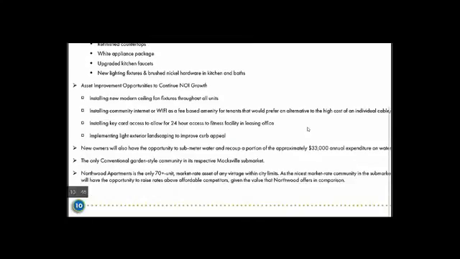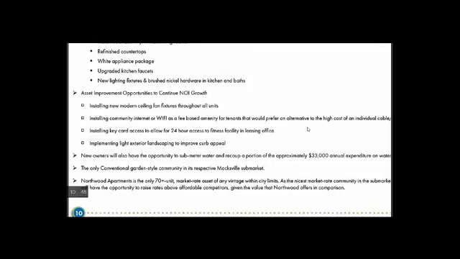So if you're thinking about buying this property, you want to understand what it's going to cost to turn those last 11 units and include those in your acquisition costs, because you don't want to have to pay for them out of current cash flow. If you can raise the money while you're buying the property, do it then. Set the money aside and then go on out and make it happen. Asset improvement, installing new modern ceiling fixtures through all the units, installing community internet or Wi-Fi, that would be good. Key card access. So these guys have a pretty good plan on things that you can do.